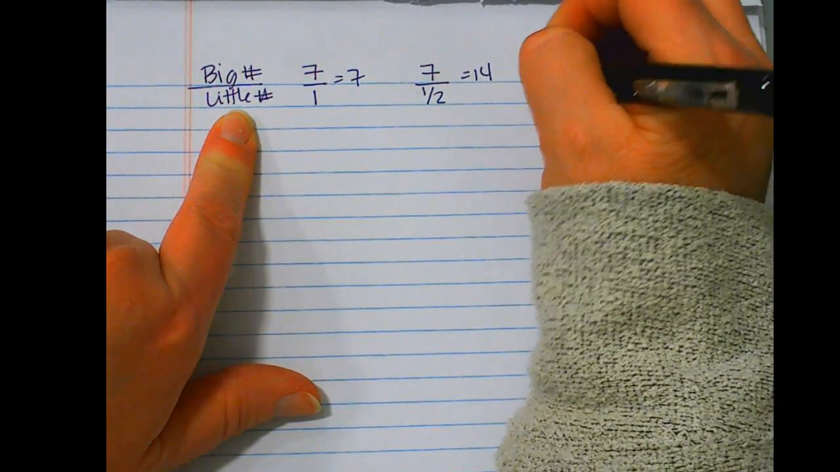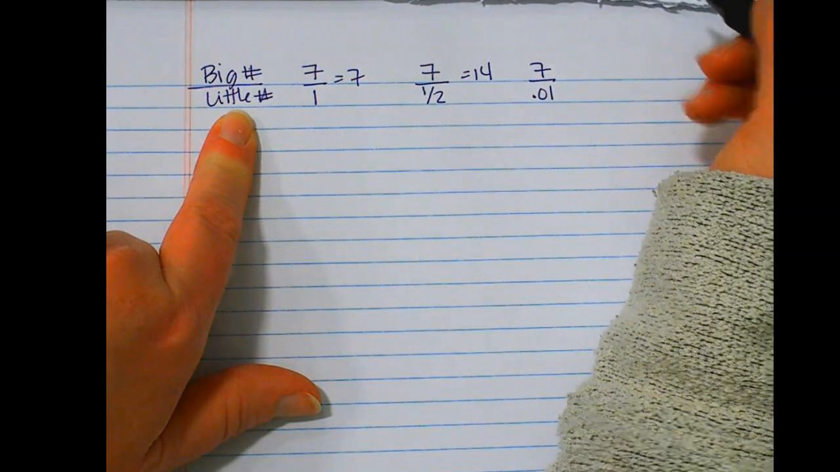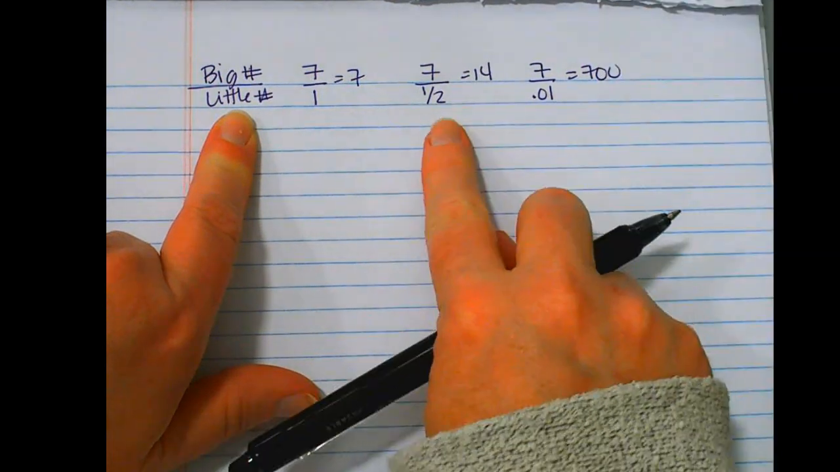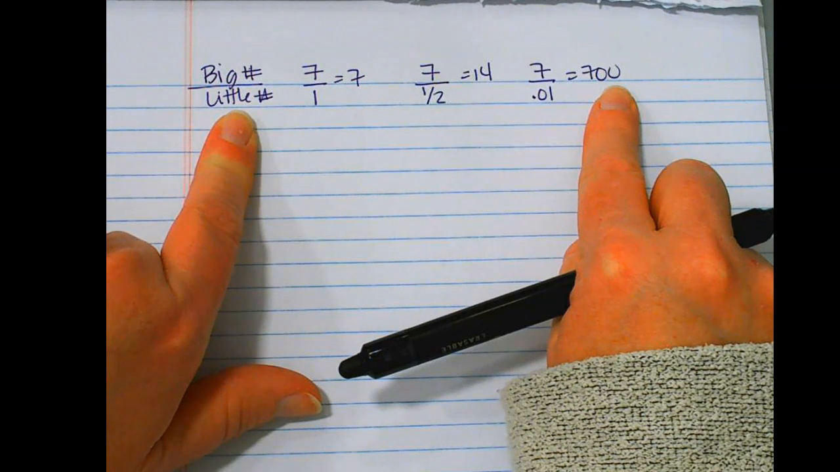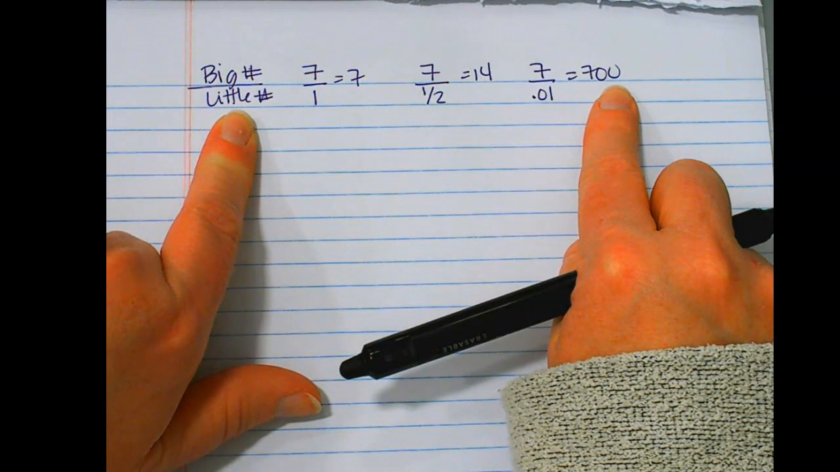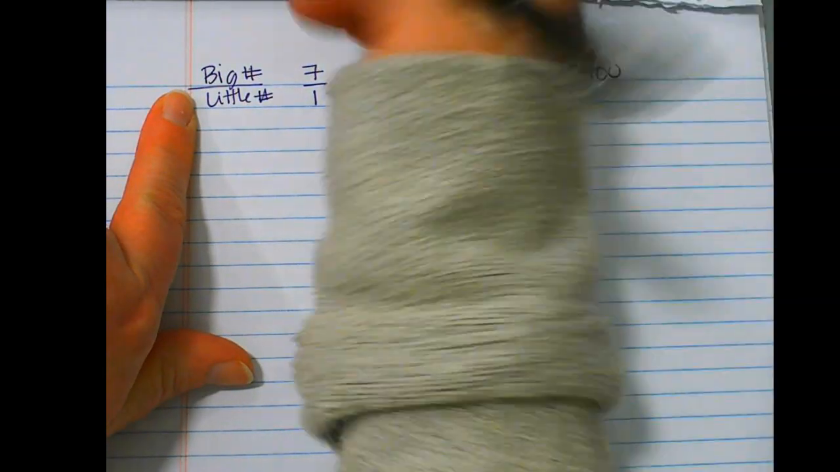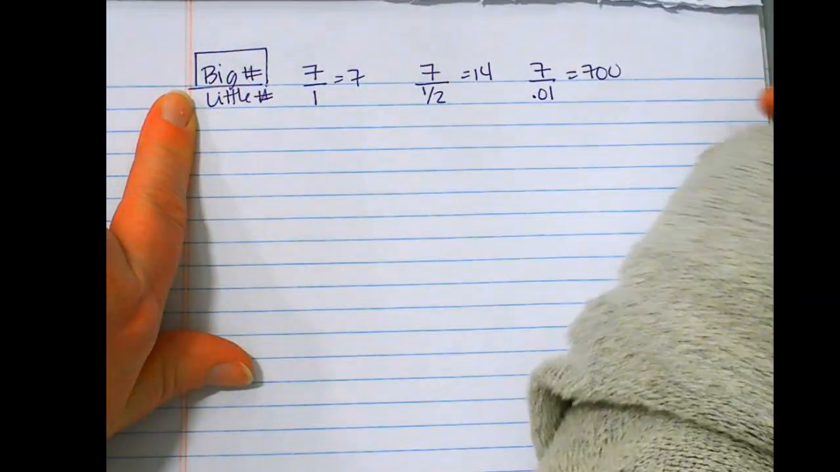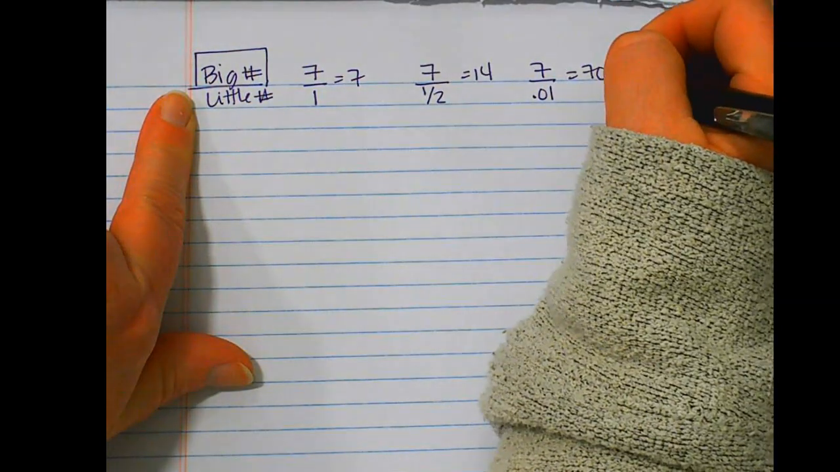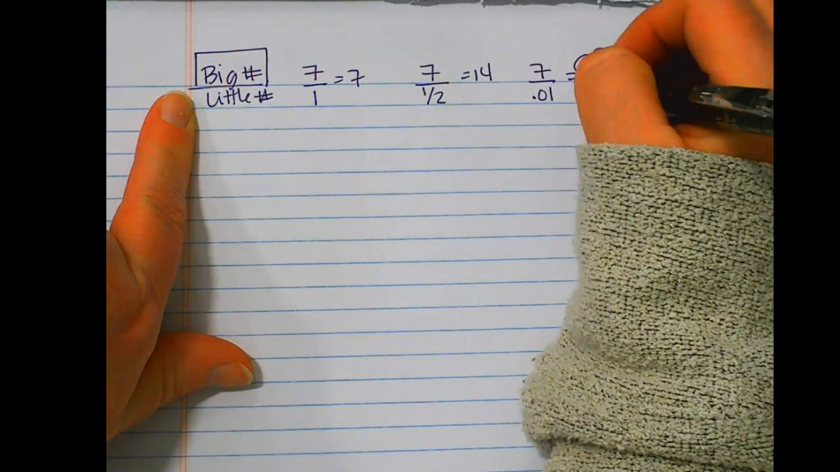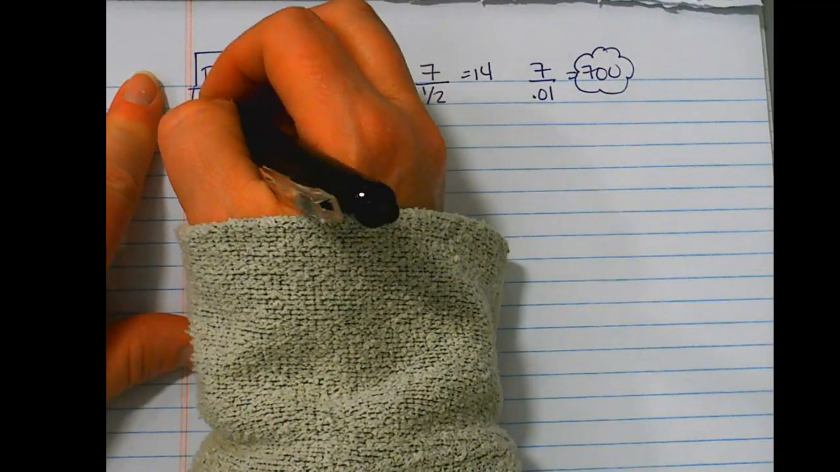How about 7 over 0.01? 700. So the smaller the number on the bottom, the bigger the number is in total. It's kind of an interesting concept. So big numbers over little numbers are actually big, because when you divide and flip that number over, it makes it larger. But let's think about the opposite.